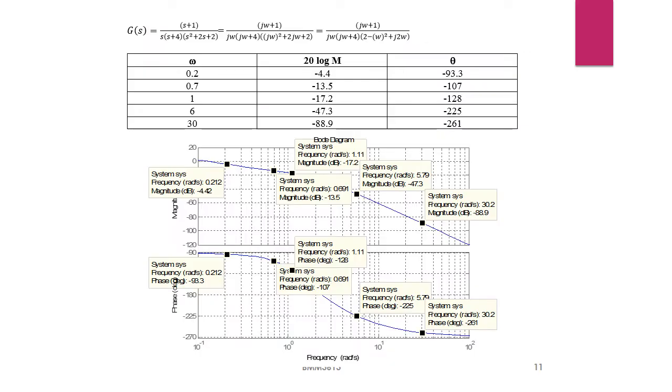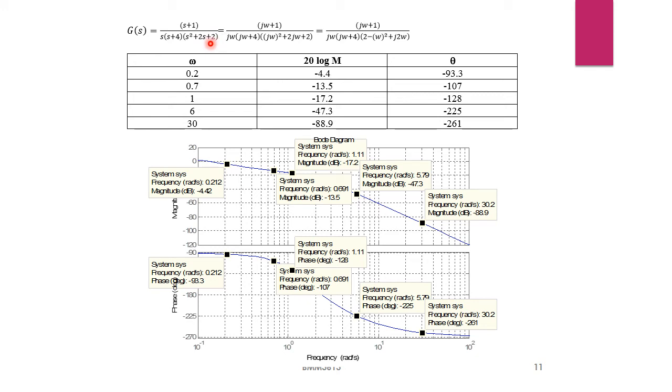So here we have another example of a Bode plot. It was done basically using MATLAB, because MATLAB has a command for Bode plots. This is a different transfer function, G(s) = (s + 1) / (s(s + 4)(s^2 + 2s + 2)).